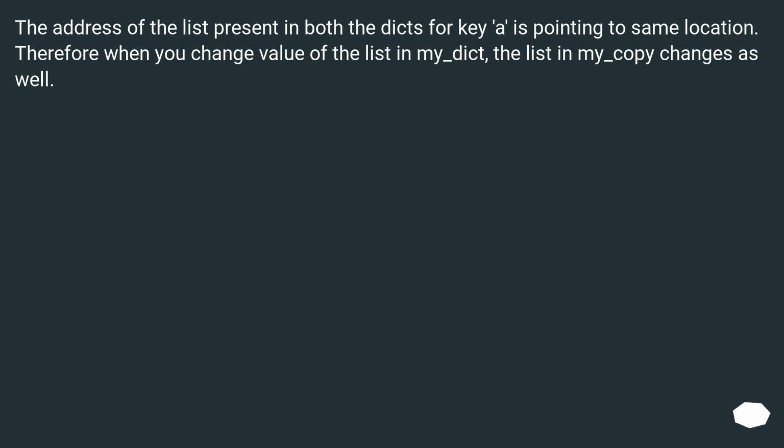The address of the list present in both the dicts for key A is pointing to the same location. Therefore, when you change the value of the list in my_dict, the list in my_copy changes as well.